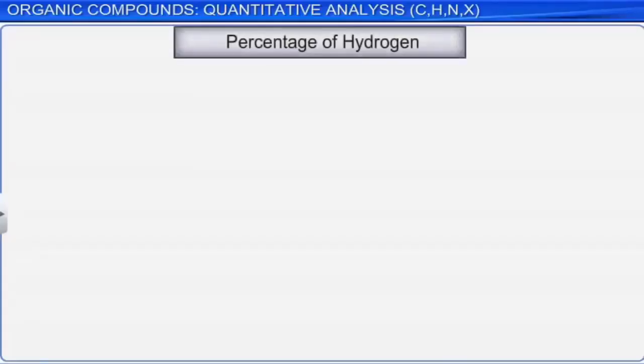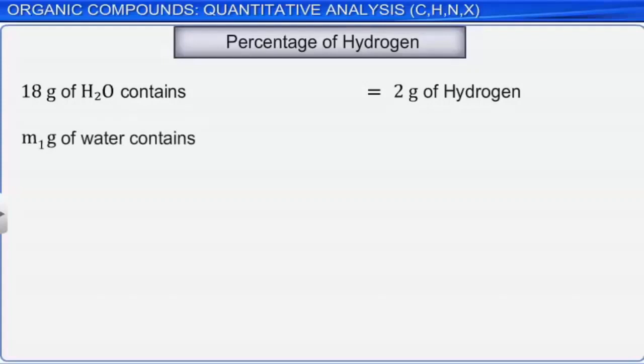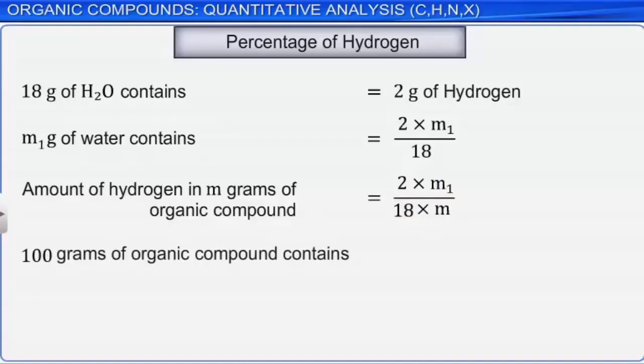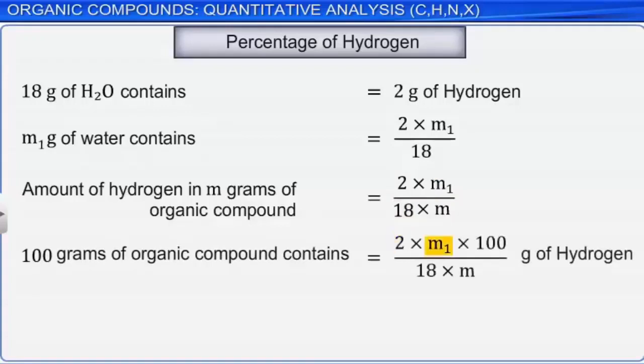The percentage of hydrogen is also calculated in a similar way. We know that 18 grams of water contains 2 grams of hydrogen. Therefore, m1 grams of water contain 2 multiplied by m1 divided by 18. Now, m grams of organic compound contain 2 multiplied by m1 divided by 18 and m grams. Therefore, 100 grams of organic compound would contain 2 multiplied by m1 multiplied by 100 divided by the product of 18 and m.